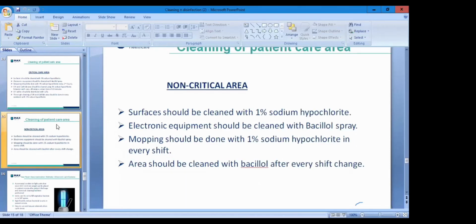In the non-critical areas, the surfaces should be cleaned again with 1% hypochlorite solution. Electronic equipments, we also clean with Bacillol spray. Mopping is again done with 1% hypochlorite solution, and cleaning of areas is done after every shift. So the difference being that regular cleaning of critical area is done by fogging, which makes a difference from non-critical areas. Fogging is usually not done in non-critical areas. After every patient leaves, we do a terminal cleaning of those areas.